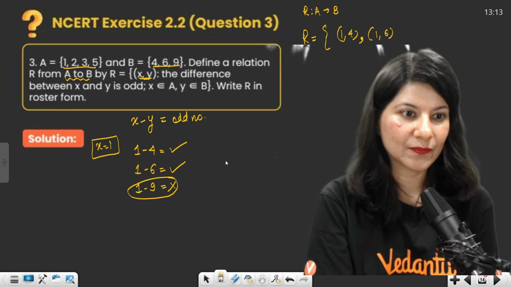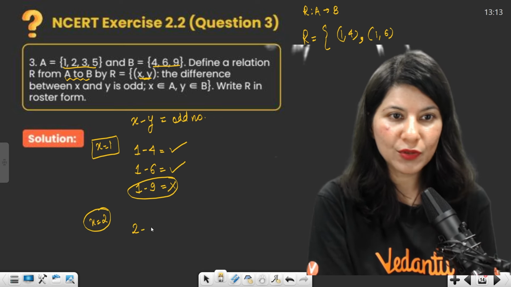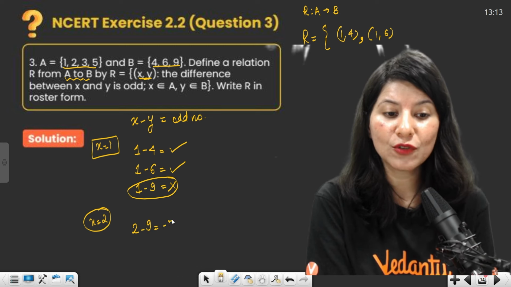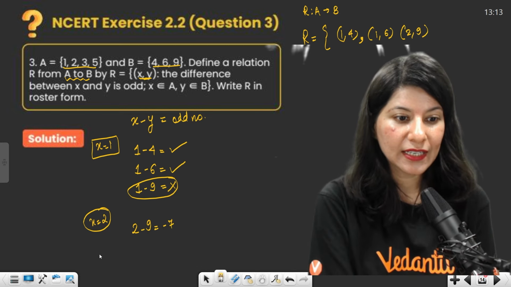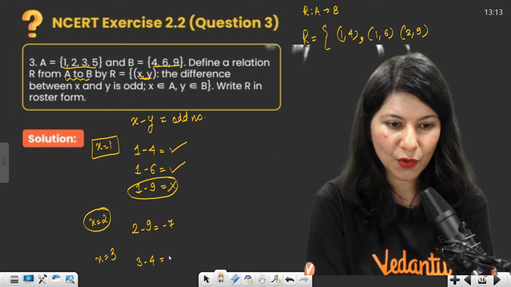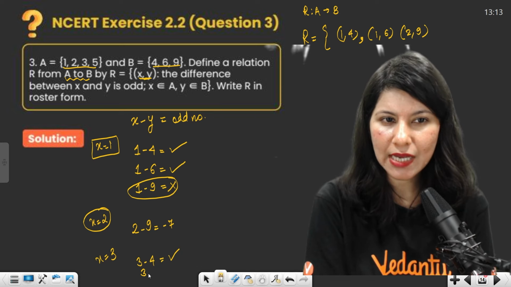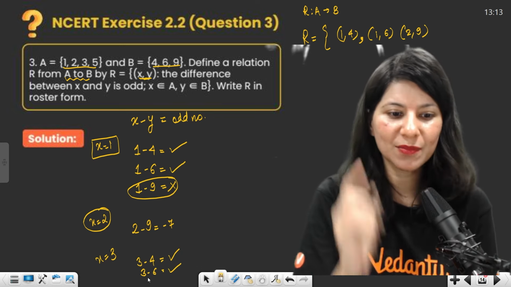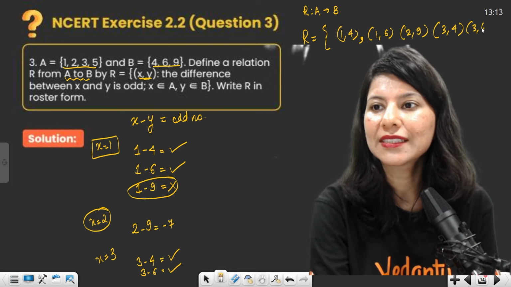(1, 6), that's it. Now if you put x equals 2 similarly, 2 minus 4 will not give you an odd number, 2 minus 6 also not. But 2 minus 9 will give you minus 7, an odd number. So (2, 9). Now x equals 3. 3 minus 4, perfect, odd number. 3 minus 6 is minus 3, also an odd number. 3 minus 9 is a big no. So that is (3, 4) and (3, 6), correct.